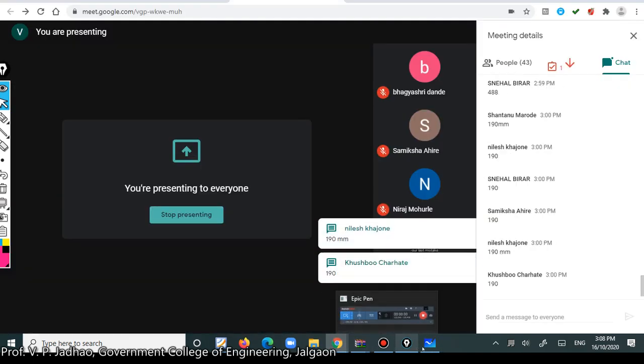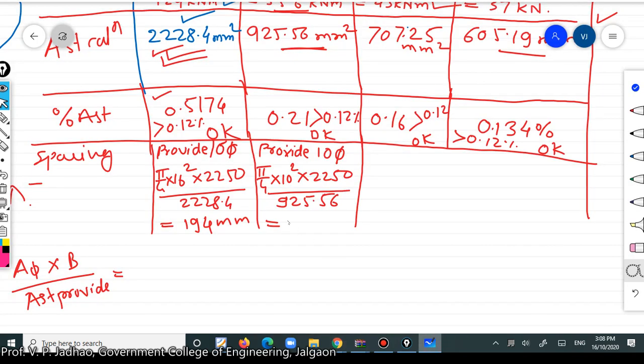Spacing is again 190 mm. So we'll provide 190 mm spacing here. Okay, 190 mm. Now for the remaining portion of the middle strip, we will have to again provide the steel reinforcement. So let us consider, here we provide 8 phi. Why 8 phi? Because again the steel reinforcement provided is reduced.